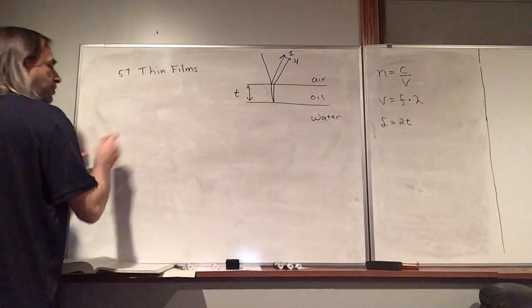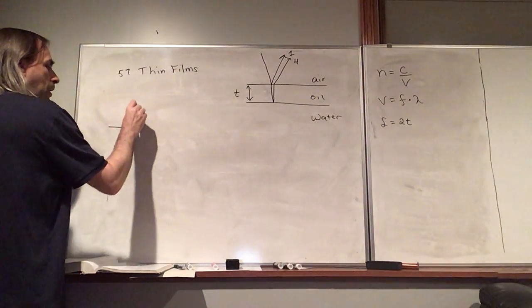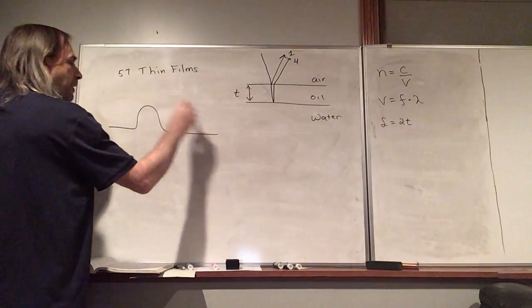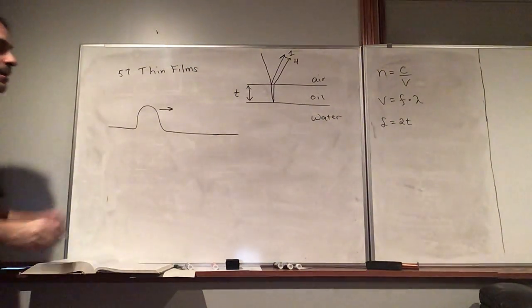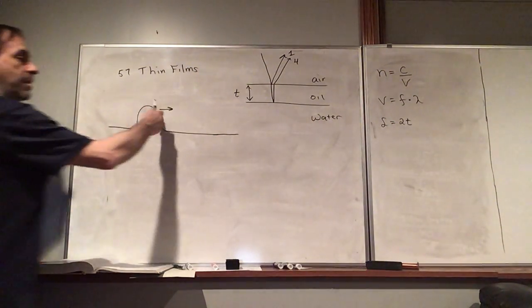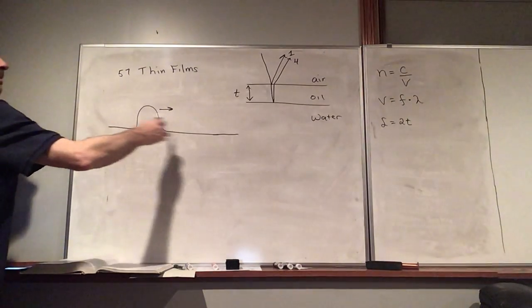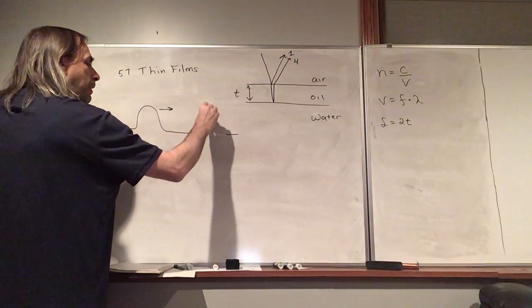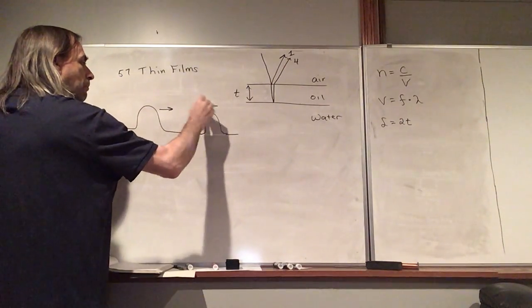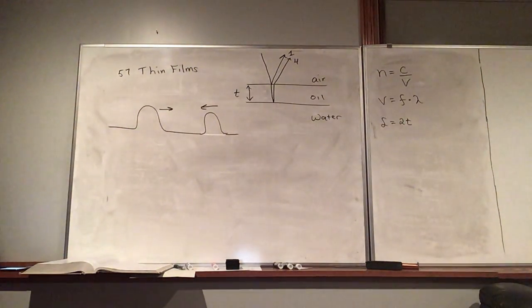Let's do it like this. We have a string here, and let's say we create a pulse on this string. And say the string just ends. What's going to happen when it reaches the end? The pulse is going to bounce back, and it's going to look a lot like the initial pulse, a little smaller because there's energy lost and dissipated.